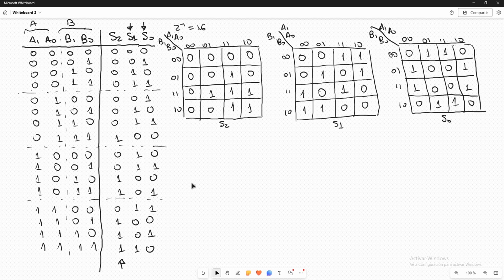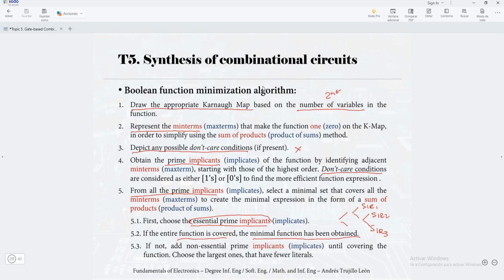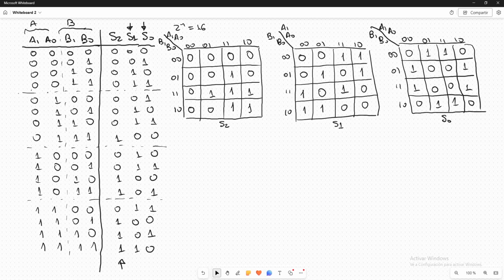And now we are going to apply the algorithm of the function minimization to obtain the minimal sum. So I'm going to start with S2. We are going to look for the prime implicants. Remember, the largest implicant possible, covering all the ones of the function.